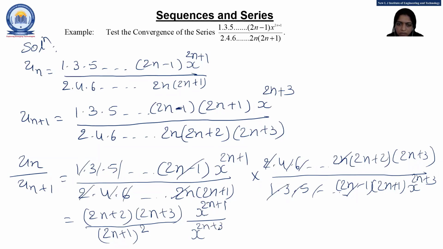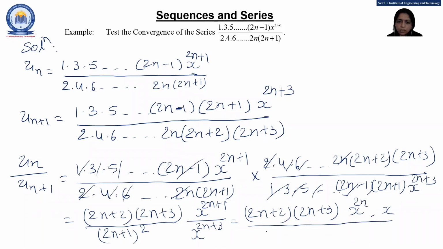So I represent this x raised to 2n plus 1 as x raised to 2n into x, right? That is 2n plus 2, 2n plus 3. This x raised to 2n plus 1 is x raised to 2n into x. And here 2n plus 1 whole square, this x raised to 2n into x cube. So this x raised to 2n again cancels, 1 x also cancels. So there is just 1 upon x square.